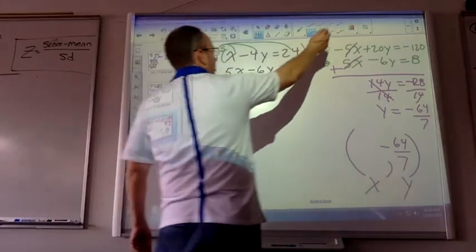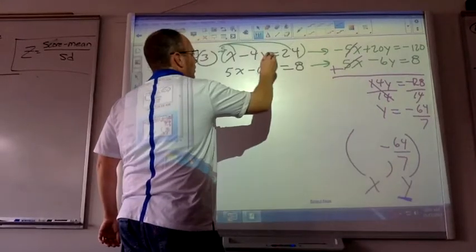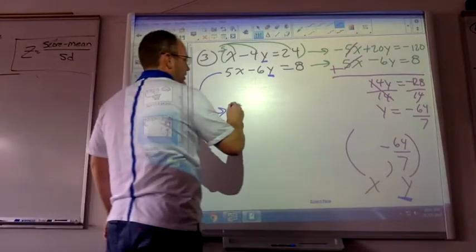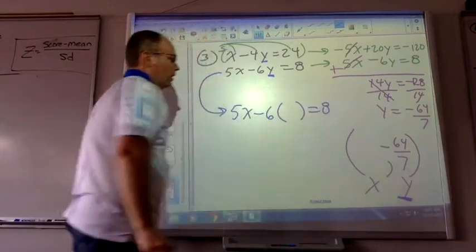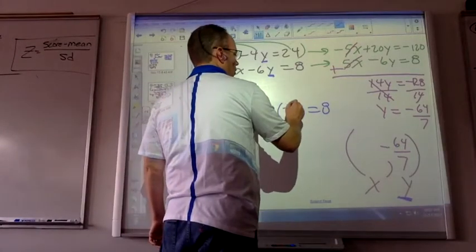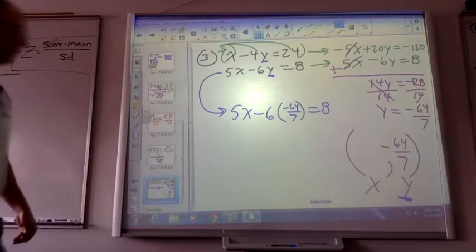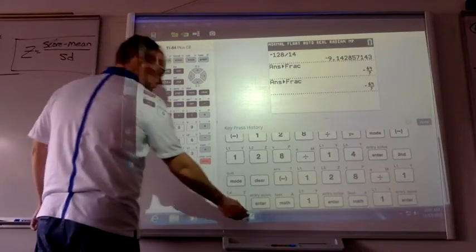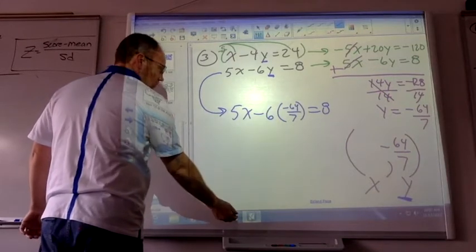Oh shnikes. I have to figure out which place to plug this in, and I don't know if there's a nicer way to do it. Let's bring this down. I'll give it the same answer. So I get 5x minus 6y equals 8. Yuck! I'm going to plug negative 60 over 7 in right there. Oh my goodness. But I have a calculator, so I'm going to multiply those together. So negative 6 times negative 60 over 7.